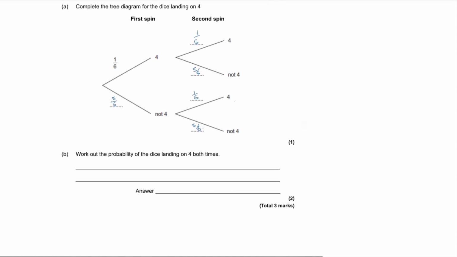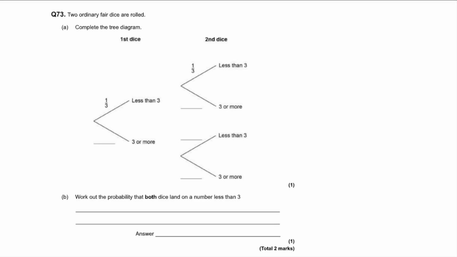Part B says, work out the probability of the dice landing on 4 both times. So 4 both times is this row and this row. Probability of 4 and 4. Now in maths, and in probability, 'and' means multiply. So it's going to be the probability of getting 4 on the first roll multiplied by the probability of getting 4 on the second roll. The probability of getting 4 on the first roll is 1/6, and on the second roll is 1/6. You multiply that together, you're getting 1 over 36, aren't you? That's my answer, 1/36.